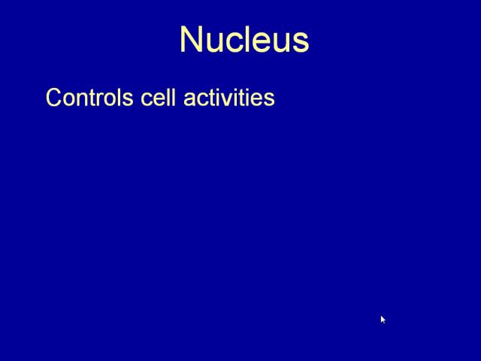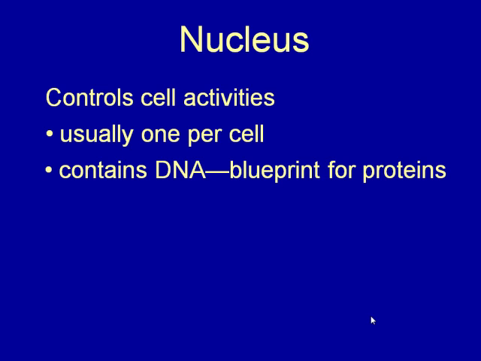The nucleus is going to control all the cell activities. Typically, cells only have one nucleus. However, some cells have more than one, like skeletal muscle cells, and a few cells have no nucleus, like your red blood cells. The nucleus contains the DNA, and the DNA is the blueprint for the proteins. Cells respond the way they do because of the proteins they can manufacture.